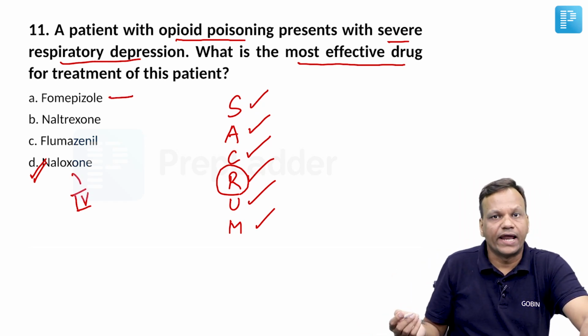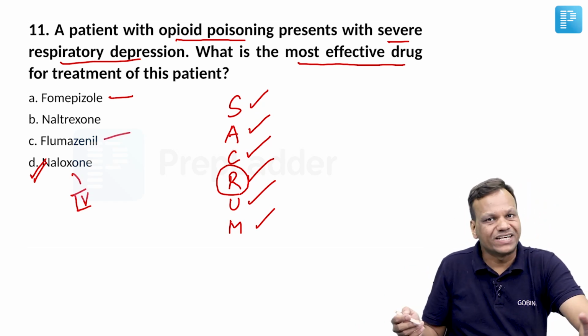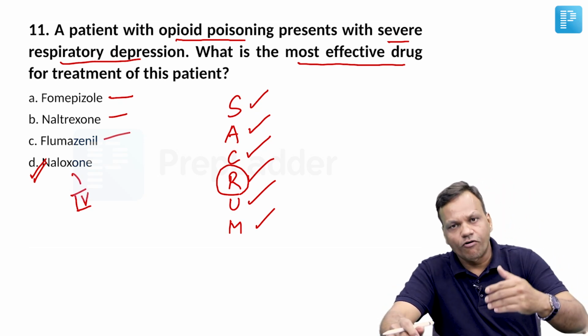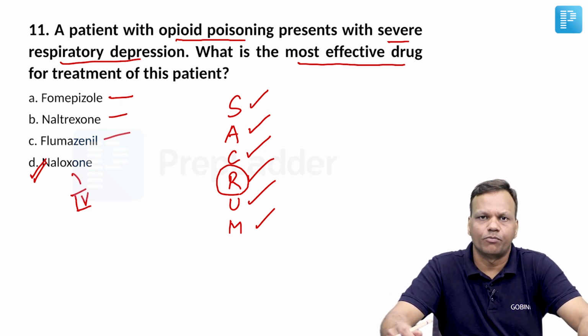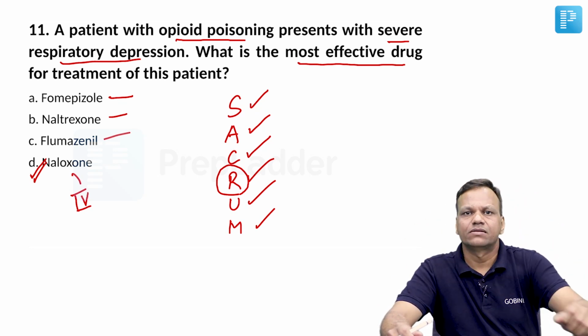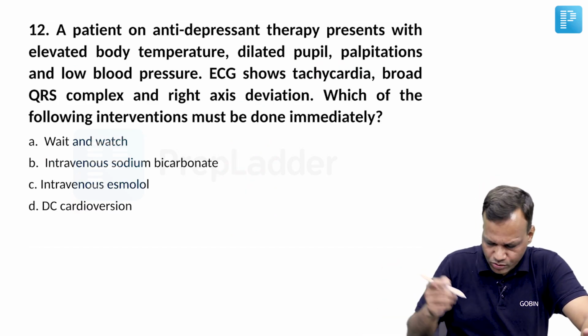Fomepizole, we know it is used for alcohol poisoning. It is an alcohol dehydrogenase inhibitor. Flumazenil is a benzodiazepine antagonist, and naltrexone is given orally. It is used for maintenance in opioid poisoning. In case of acute poisoning, we use naloxone. Then to maintain that, we give naltrexone because it is long acting. Okay, moving to next question.